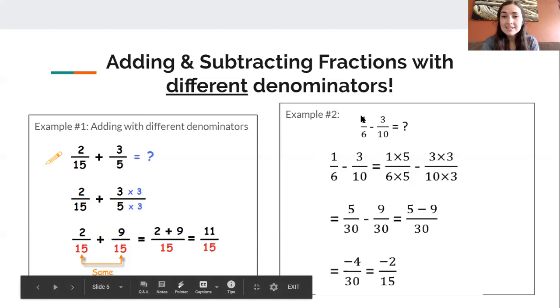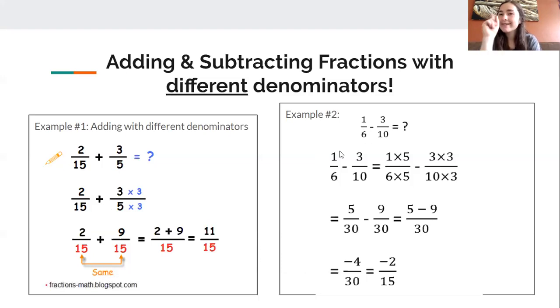We have 1/6 minus 3/10. 6 and 10, once again, are not the same, but how can we get them to be the same? We're going to think of the smallest number that both of them go into, our least common multiple. What about 30? So what do we have to do to 6 to get to 30? We have to multiply by 5. And what do we have to do to 10 to get to 30? We have to multiply by 3.